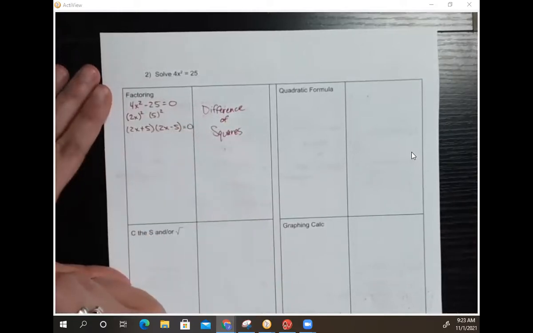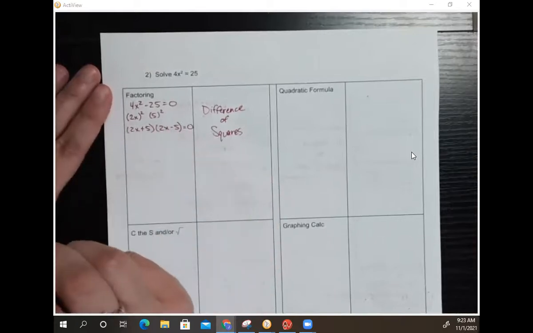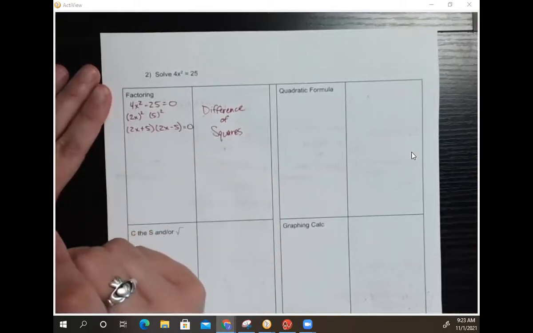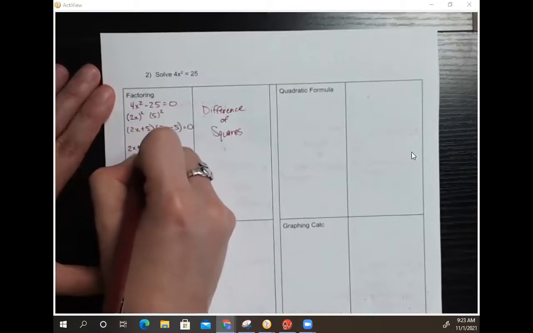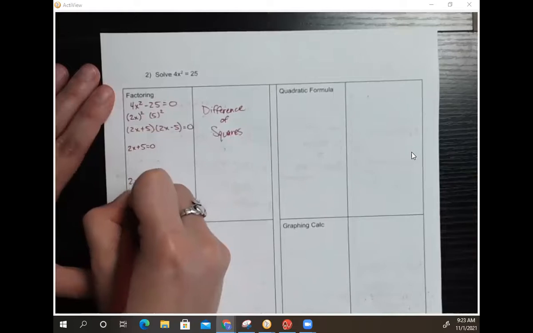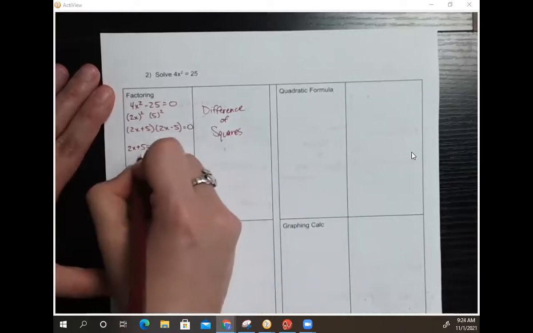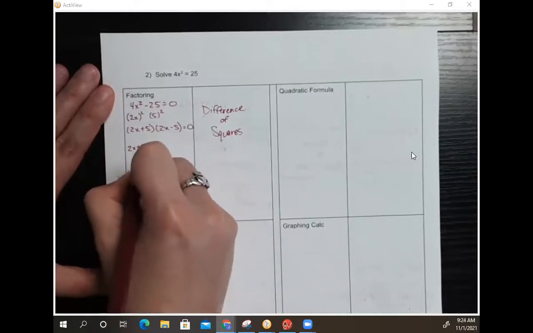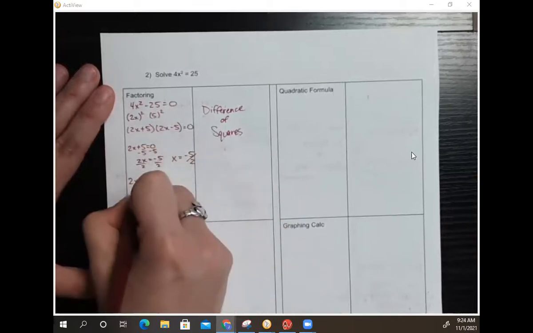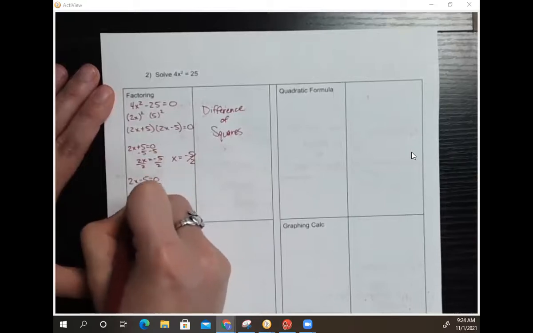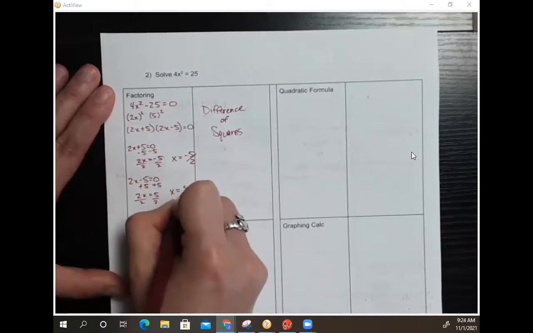Here's the part where I see people make mistakes if they factored correctly. So you got your difference of squares factors there. Our solutions are not positive 5 and negative 5. Remember, you have to set that whole factor equal to 0 and solve for x. Set each factor equal to 0 and solve for x. So we get x equals negative 5 over 2, and x equals positive 5 over 2.